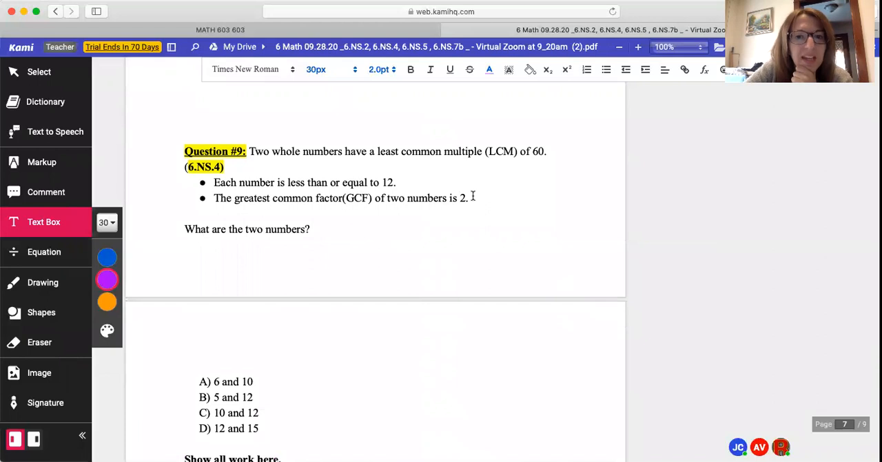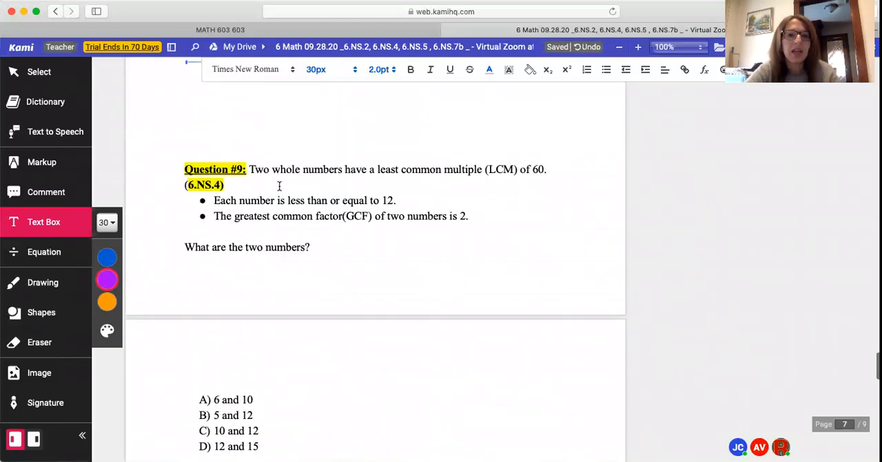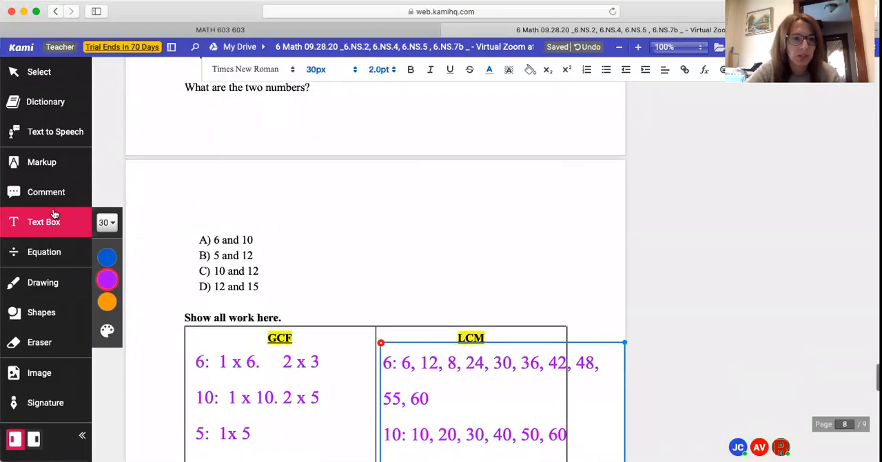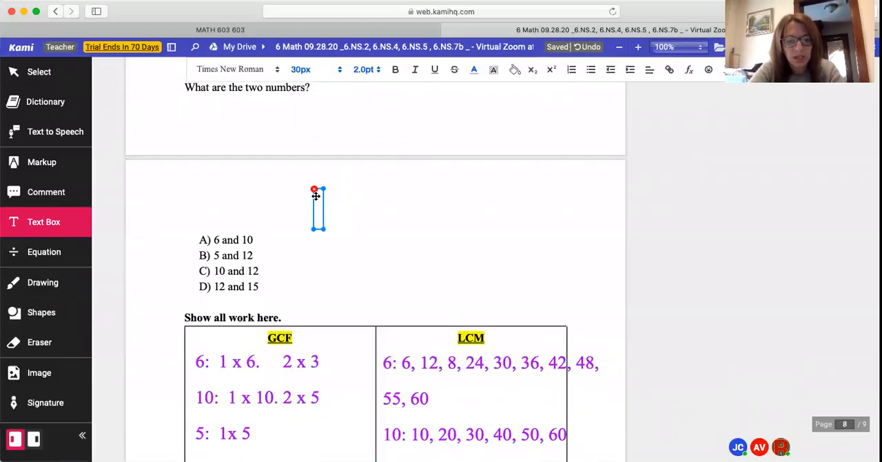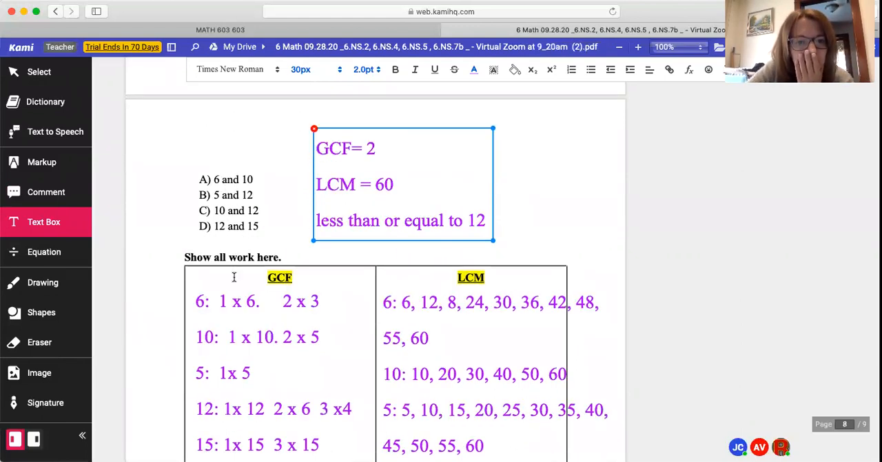Here are the clues. We have to have the LCM be 60. So let's look at 6 and 10. And we have to have the GCF of 2. So I'm going to type in what we're looking for. The GCF has to be equal to 2, and the LCM has to equal 60, and they have to be less than or equal to 12. That's the key now. All right, let's look at choice A, 6 and 10.